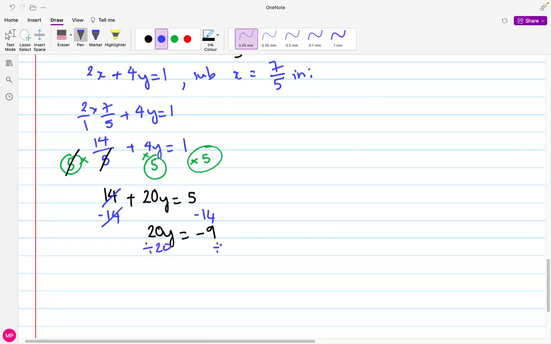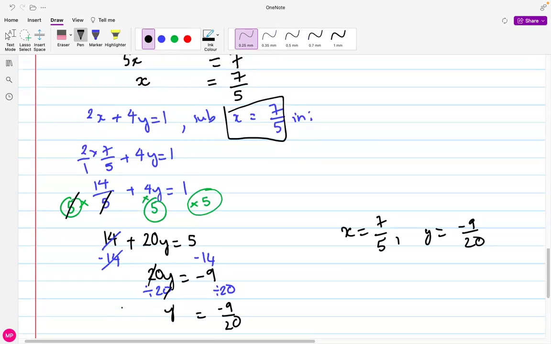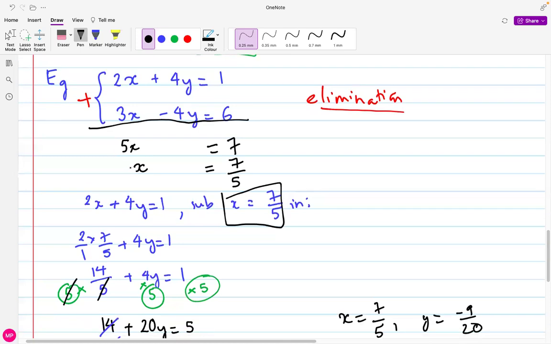Divided by 20, you would have y equal negative 9 over 20. There you go. So you get the answer here: when x equals 7/5, y equals -9/20. Okay, so this is just a simple example of elimination.